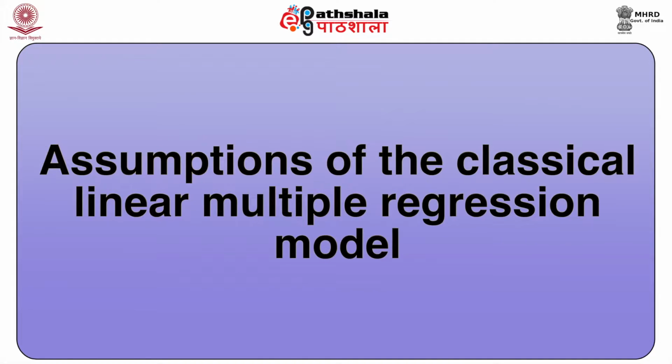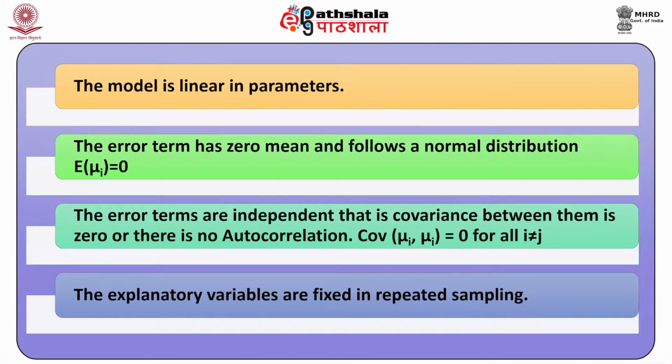The multiple regression model is based on the same set of assumptions as specified for the simple classical linear regression model. However, there is an extra assumption of no multicollinearity which is added to the existing set of assumptions of the classical linear multiple regression model. The model is linear in parameters. The error term has 0 mean and follows a normal distribution, E of mu i equal to 0.